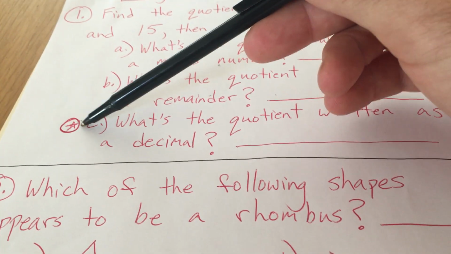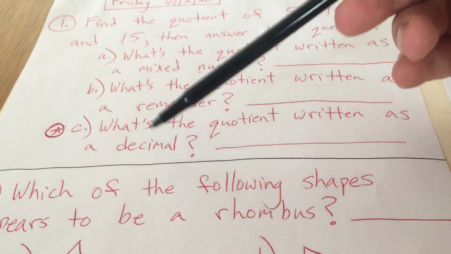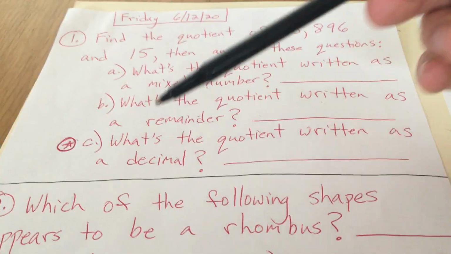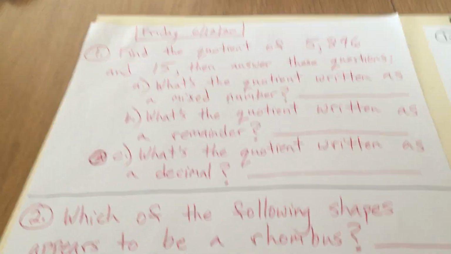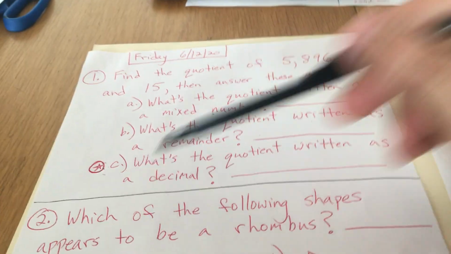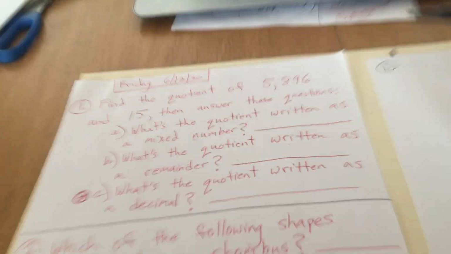And with the star here, this is a hard one. What's the quotient written as a decimal? We've only done this 2 times and it's pretty complicated. So I know you guys can do it, but we're going to practice that again today. That's why there's a star here, because C's pretty hard. Okay, so let's get started with this one.